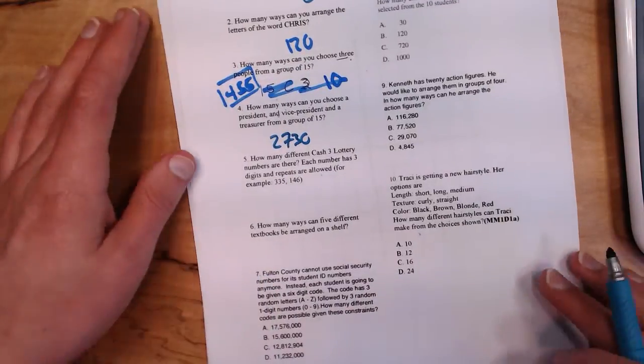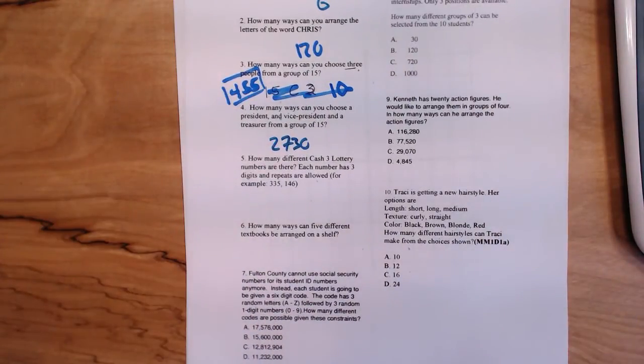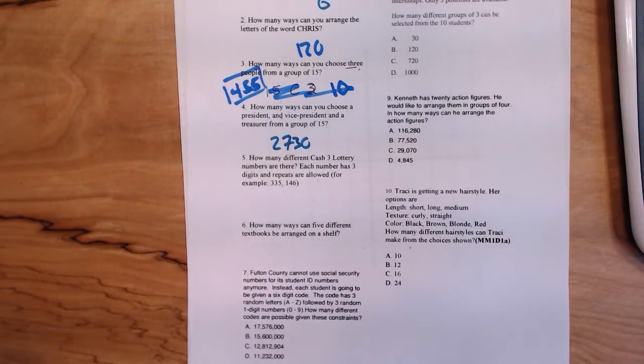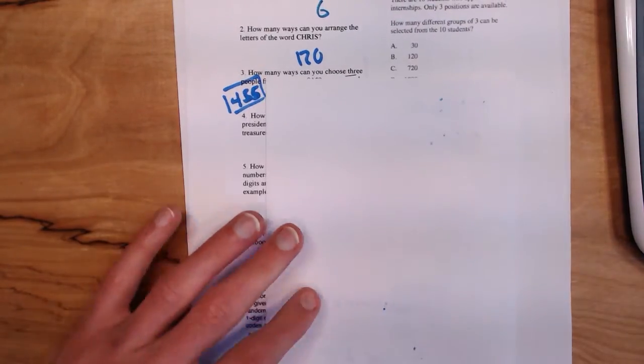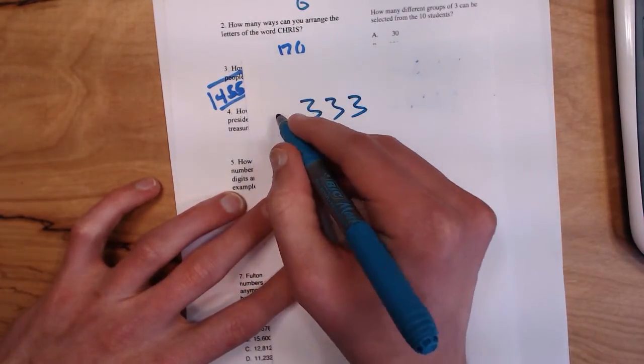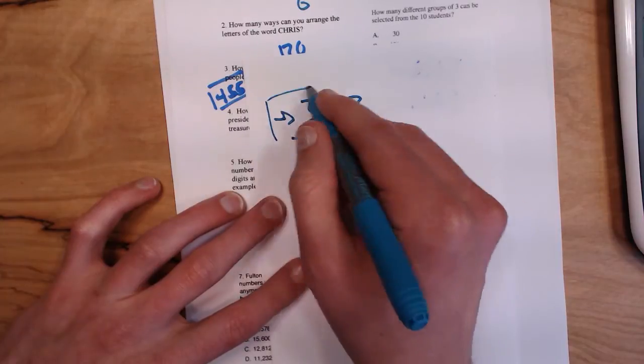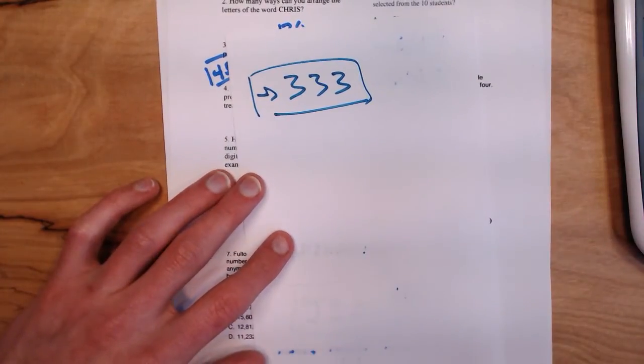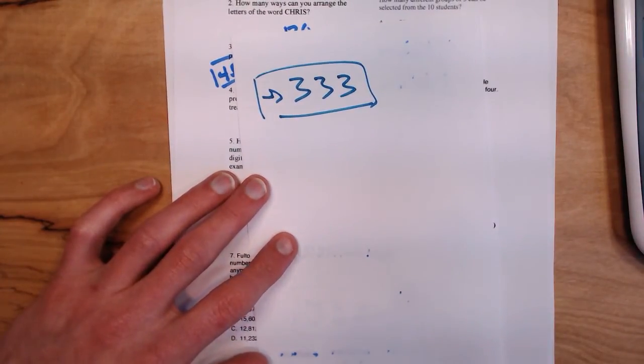Okay, so number 5 says, how many different Cash 3 lottery numbers are there? Each number has 3 digits and repeats are allowed. For example, 335, 146. So when I say repeats are allowed, what I mean is, we could have numbers like 333. We could repeat our number and that's still a valid Cash 3 number.